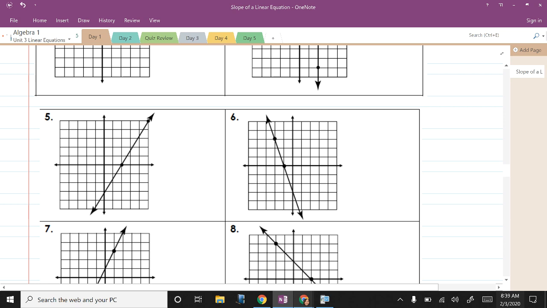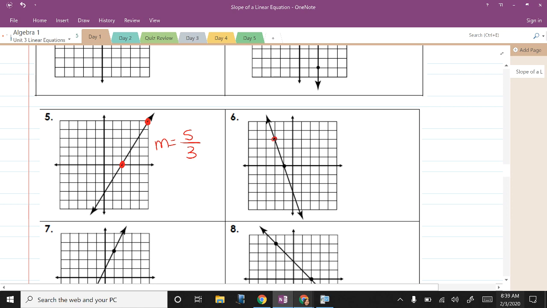Number 5. Staying alive. All right, left to right. On number 5, do we go up or down from left to right? You go up. How many? 5. 1, 2, 3, 4, 5, and to the right? 3. So what's the slope? 5 over 3. Is that simplified?